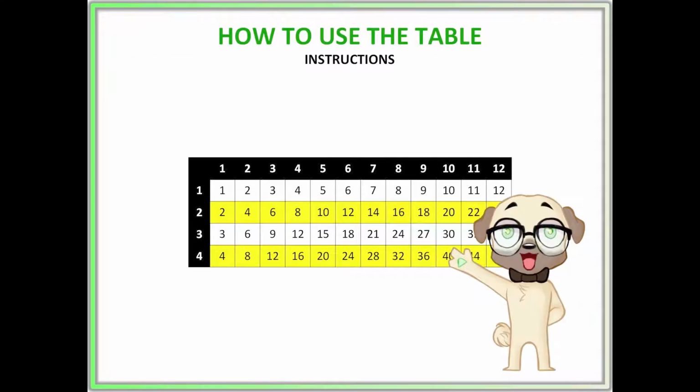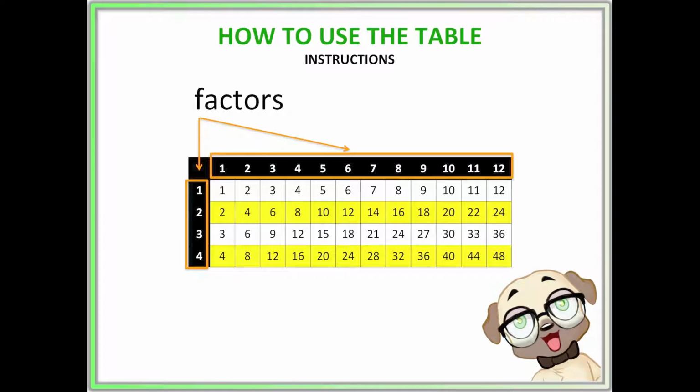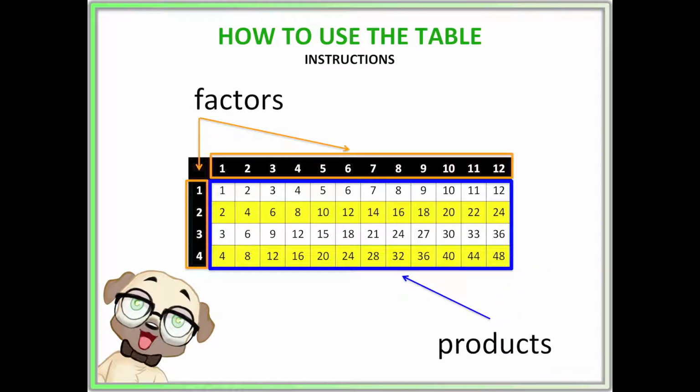So, how can you use a multiplication table? First, let's go over its main parts. This here is a partial table for the examples that we will be going over later. The top row and the first column contain the factors, which are the numbers you are multiplying together. The rest of the table shows the products, or the answers.